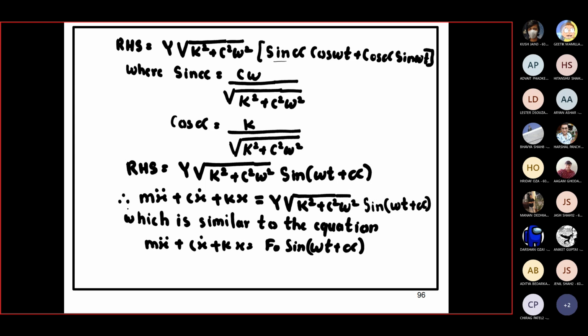Okay. So which reduces the equation to the format m x double dot plus c x dot plus k x is equal to Y square root of k square plus c square omega square sine (omega t plus alpha). Correct? Which is similar to our equation, that is m x double dot plus c x dot plus k x is equal to F0 sine (omega t plus alpha). All these things were done last lecture. I hope you are able to recall it. Okay, I'm just doing a quick recap.